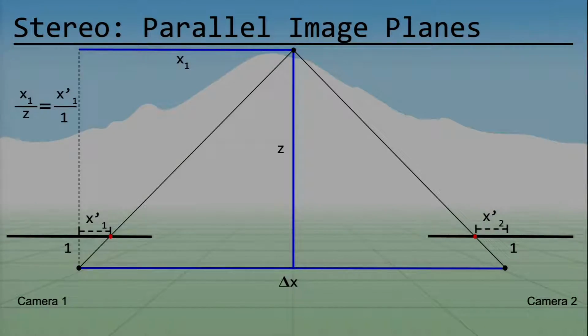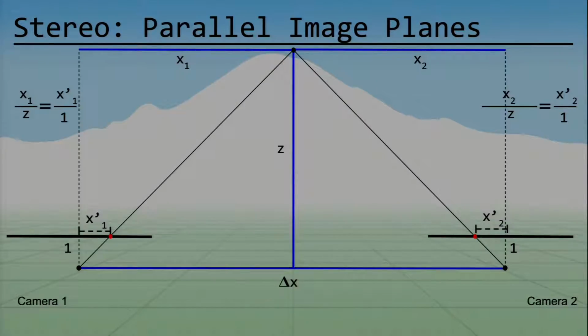So we know that this little triangle down here in the corner is going to be a similar triangle to the big triangle up here. And so we can relate their two sides again. So we'll say that the length of this side, x1, over the length of this side, z, is the same as the length of this side, x prime 1, over this side, 1, which is our normalized focal length. We can also do the same thing on the other side. So the length of this side, x2, over the length of this side, z, is again the same as x prime 2 over 1.